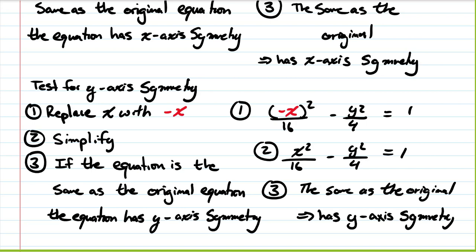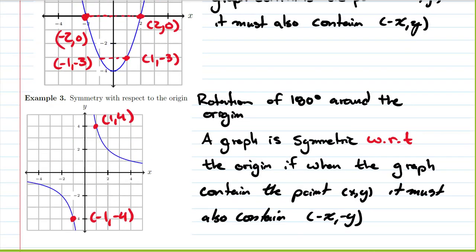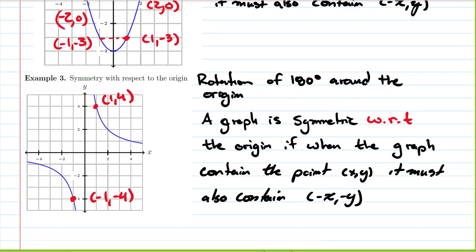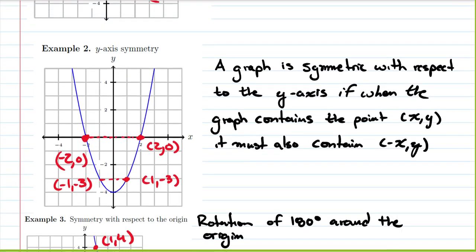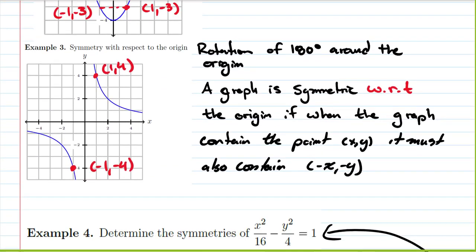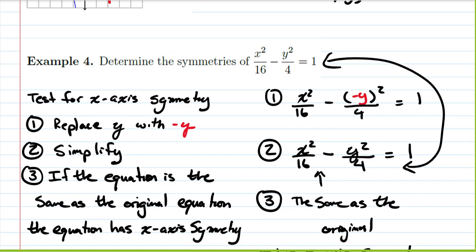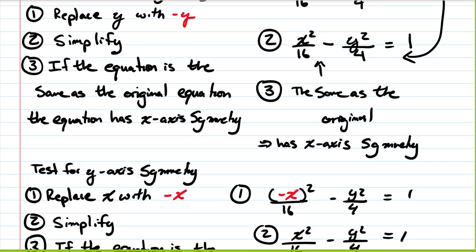Okay, so we've tested for x-axis symmetry, we've tested for y-axis symmetry. What's the only type of symmetry that we haven't tested for? The origin, right? So for these, we replaced x with negative x, we replaced y with negative y. For symmetry with respect to the origin, if it has (x, y), what does it also have to have? Negative x and negative y. So this time, instead of just replacing y with negative y or x with negative x, what do you think we're going to have to do? We're going to have to replace both, right?